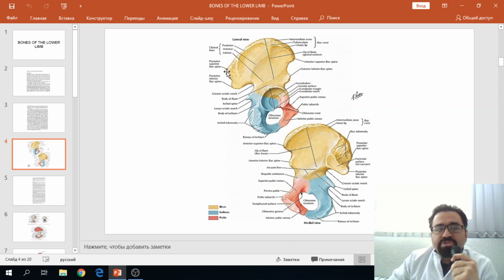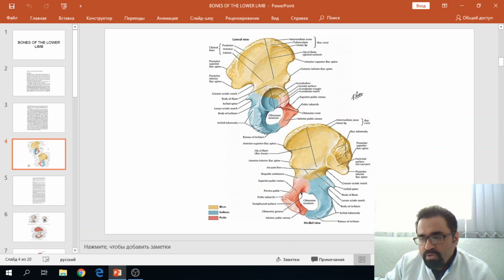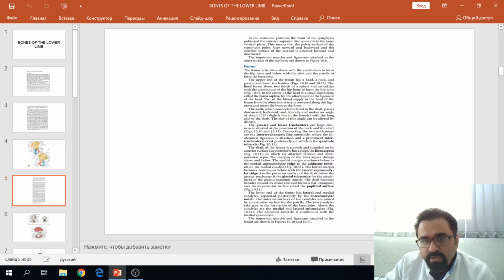Then there is the posterior superior iliac spine and the posterior inferior iliac spine. And then there is the anterior superior iliac spine, and then the anterior inferior iliac spine. The greater sciatic notch is separated from the lesser sciatic notch with the help of the ischial spine. So this finishes our hip bone.